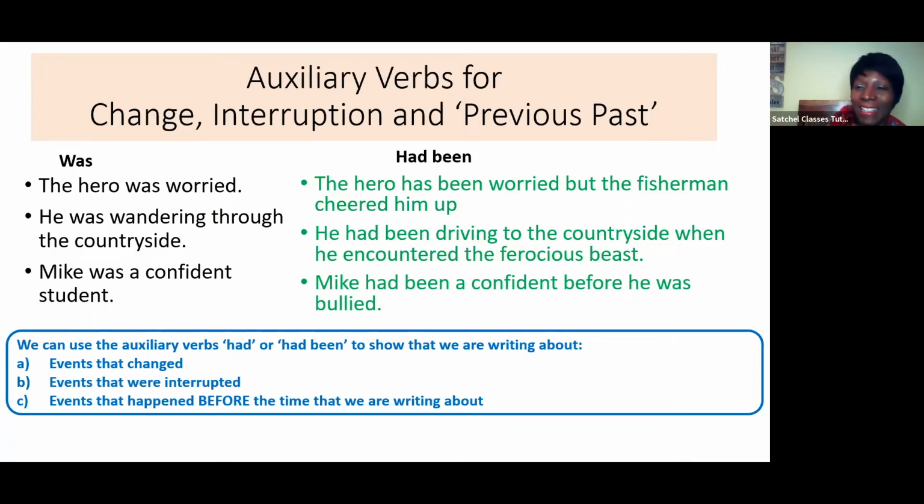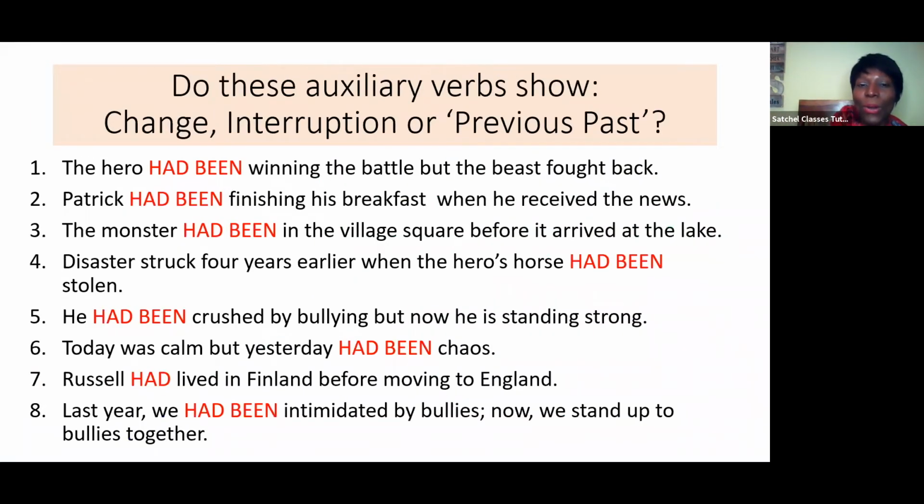So this had or had been tense really shows the events that have changed, things that have been interrupted, and things that happened before the time that we're writing about. So can you see, the hero had been winning the battle, but the beast fought back. You can see that there's been a change. He'd been winning, but then the beast was winning. He'd been finishing his breakfast when he received the news. So he'd been finishing his breakfast and then the news happened. It was interrupted. This had been shows an interruption.